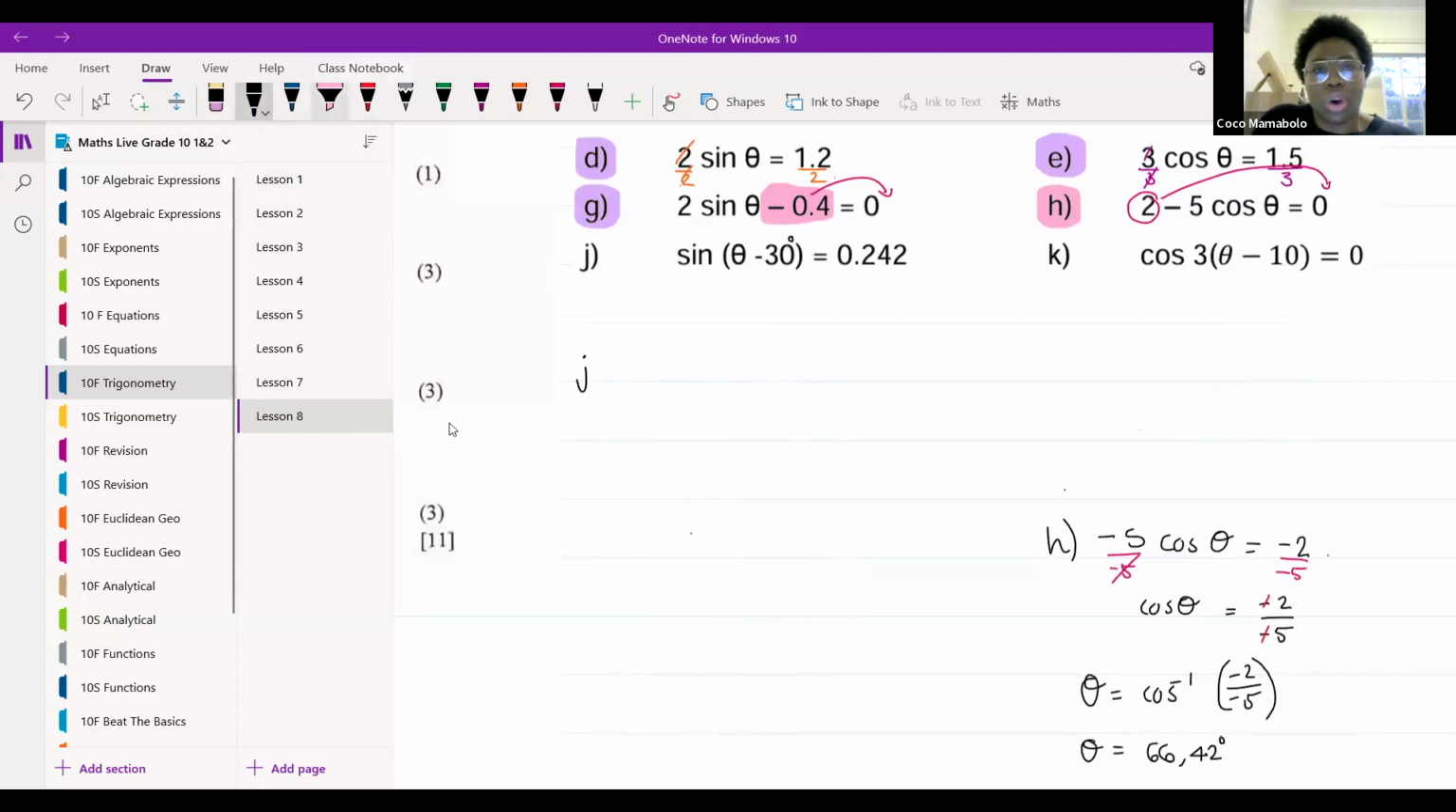So I want to get rid of the sine. I know I'm going to put shift sine into my calculator, but the answer I'm going to get is not 30 equals shift sine. The answer I'm going to get is theta minus 30 degrees is equal to shift sine of 0,242. Somebody give me an answer, please. What is theta minus 30 equal to?